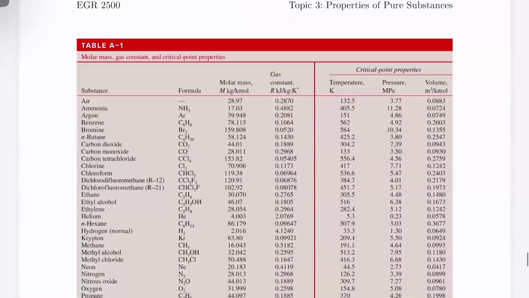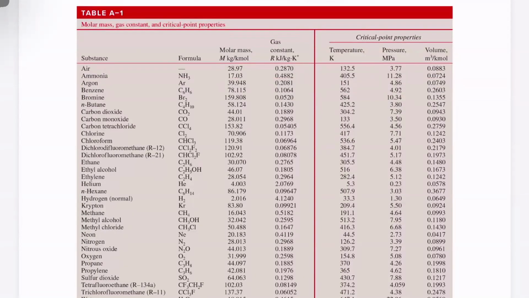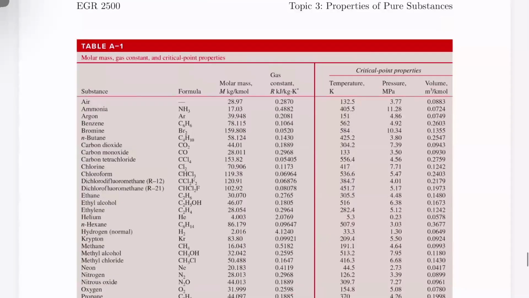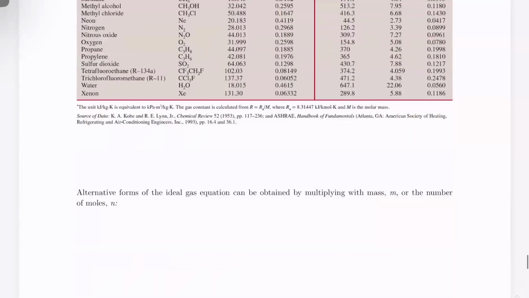Okay. So we have another table for the things that are useful to us here. So we have our gas constants R. Just to remind you, R is equal to the universal gas constant divided by M. We also have the molecular mass, so if this is M, here's our column for M. You can find that on a periodic table as well. And then, of course, we have this for all kinds of substances that are gases. So we will make use of this table.